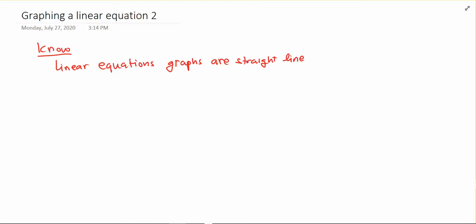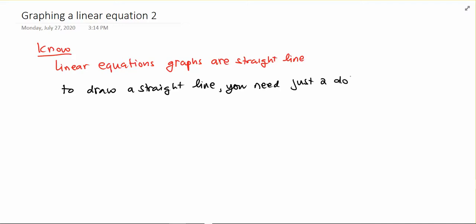So think about what you need to draw a straight line. To draw a straight line, you need just two dots, right? If you had two dots, you can always connect them using a straight edge. So these two dots are the things that we have to find.